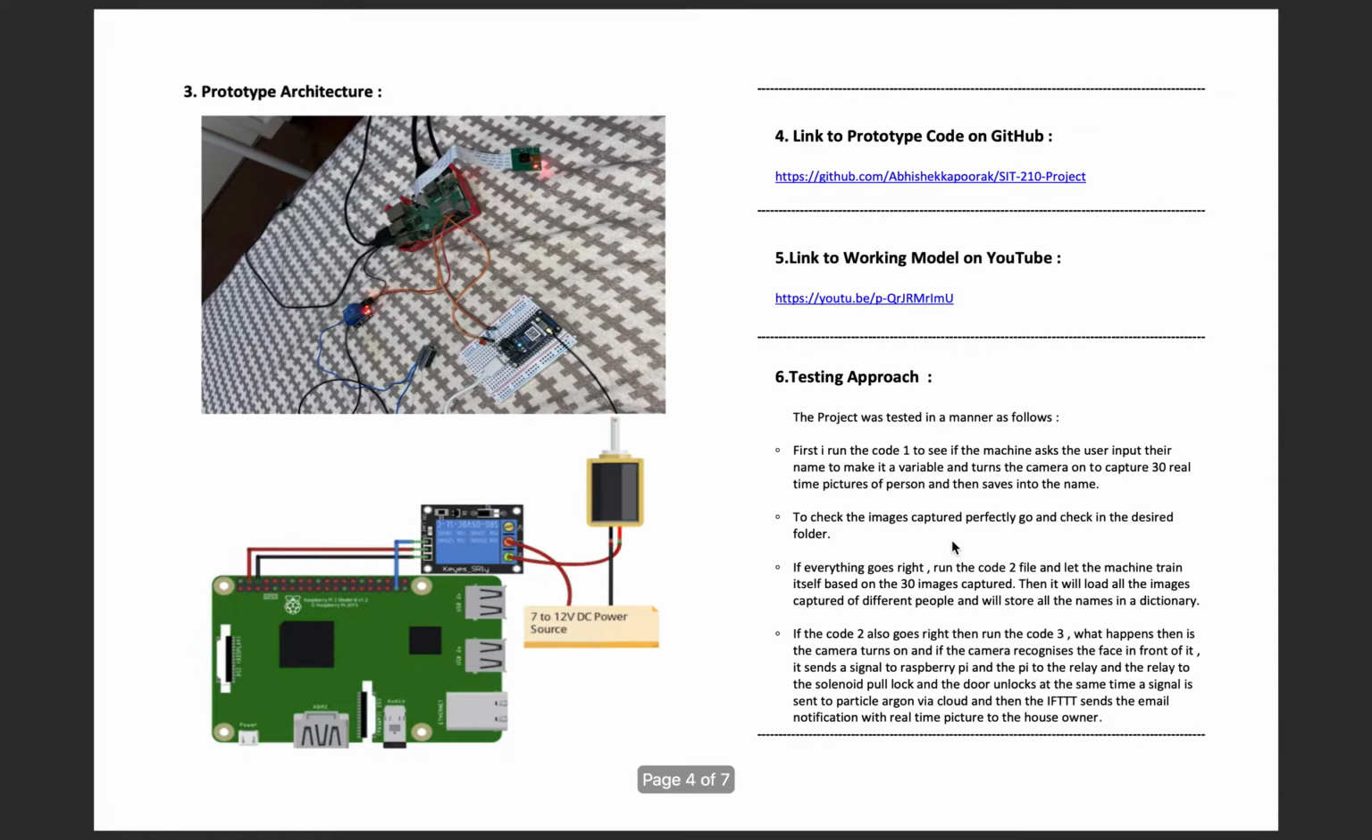I'll show you a picture that can explain it. Here you can see a Raspberry Pi, a relay module, and a push and pull solenoid lock. You need a 7 to 12 volt DC power source to power these two up. The negative wire from the relay module will go into DC power, and the negative from the solenoid pull lock will go into the relay.